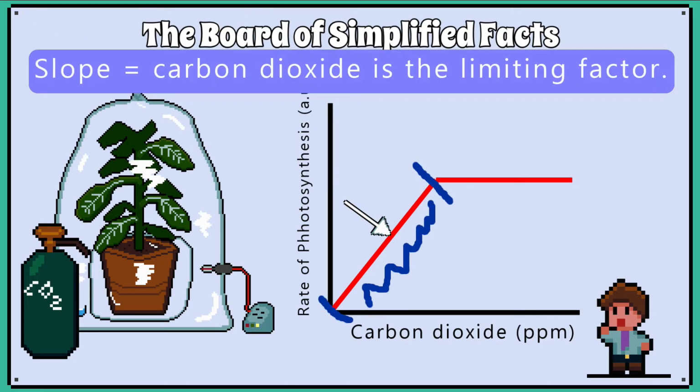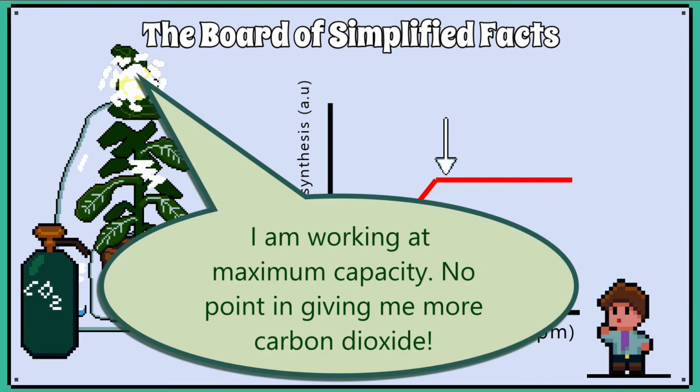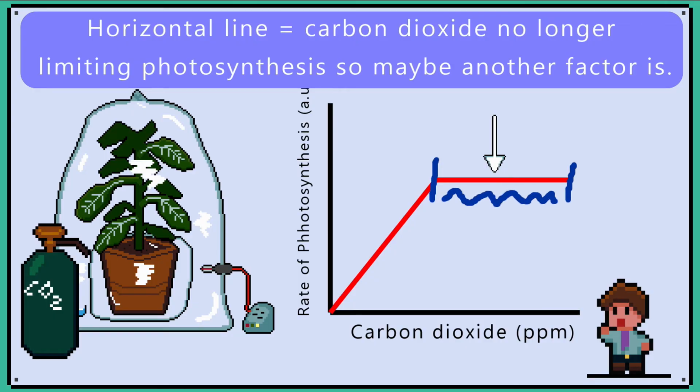Remember this: slope equals carbon dioxide levels are too low. Carbon dioxide is a limiting factor. When the line levels off, this means the plant has reached its capacity to use carbon dioxide. No matter how much more carbon dioxide we add, the rate of photosynthesis is not going up. So we could say something else might be limiting the rate of photosynthesis. Remember, horizontal line equals carbon dioxide no longer limiting photosynthesis, so maybe another factor is.